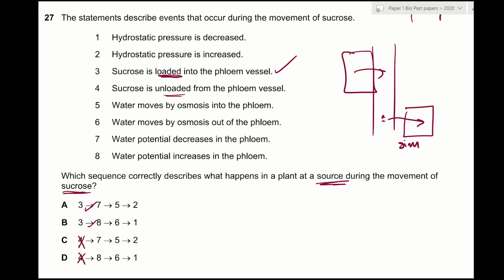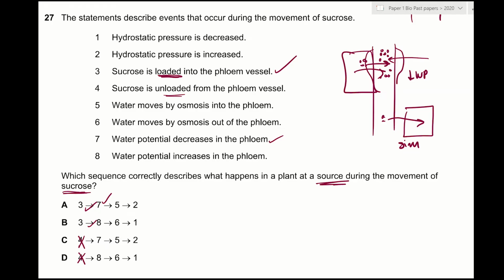Now we have here 7 or 8. Let's look at 7. Water potential decreases in the phloem. This is correct because once the sucrose moved from the companion cells into the phloem, there's now a higher concentration of sucrose in the phloem. Then what happens is that water from adjacent cells moves into the phloem sieve tube elements, down the water potential gradient, and then a hydrostatic pressure builds up. Therefore, 7 is going to be the correct answer for this. Now here we have 5 and 6. Let's look at 5.